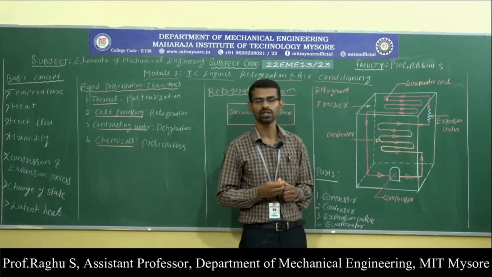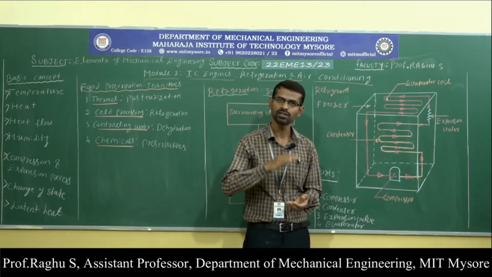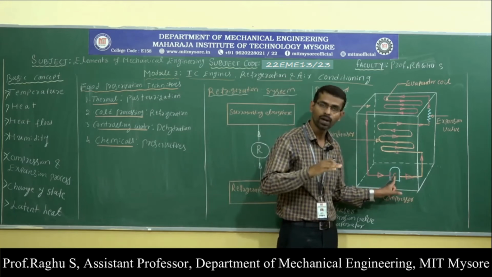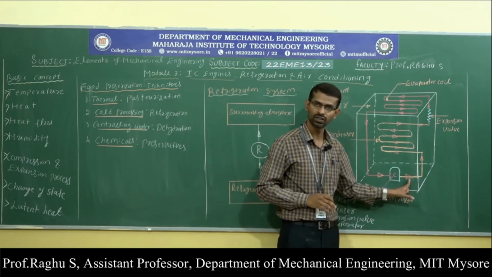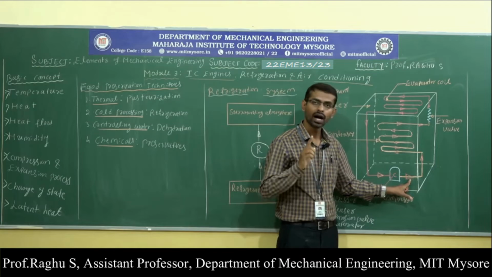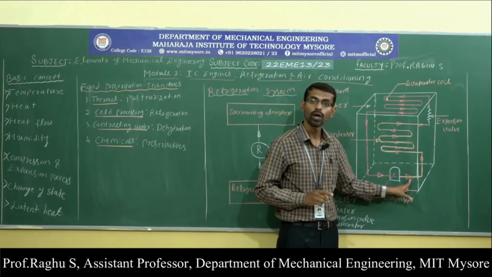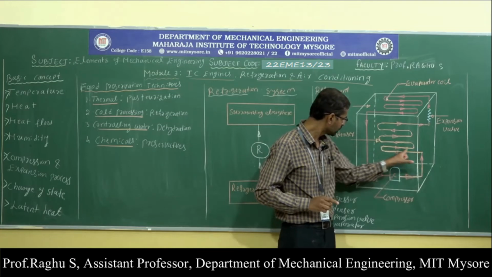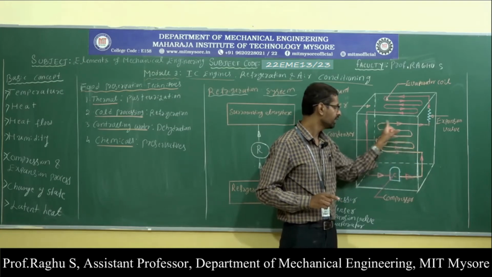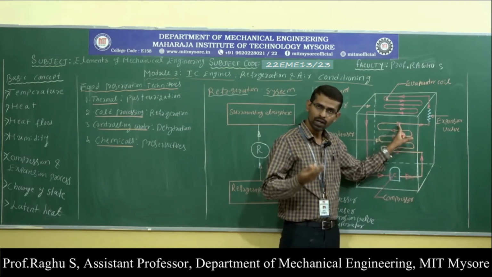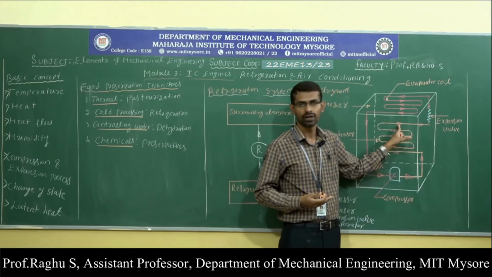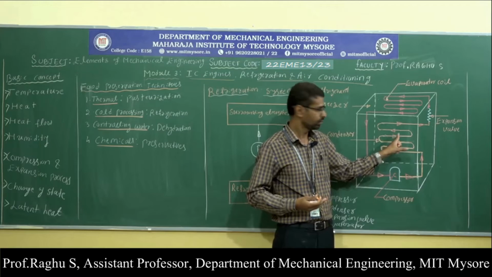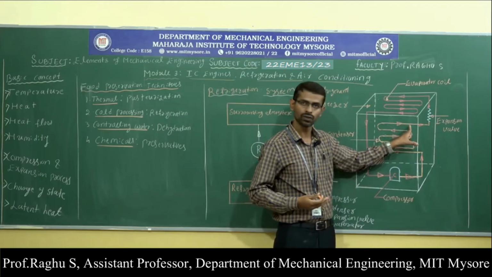What is the function of compressor? The function of compressor is to increase both the pressure and temperature. The compressor compresses the vapor refrigerant to high pressure and high temperature. Now the high pressure and high temperature vapor refrigerant enters into the condenser coil. In the condenser coil, the vapor refrigerant gets converted into liquid refrigerant. The function of condenser is to convert vapor form into liquid form. Therefore, we are getting liquid refrigerant.